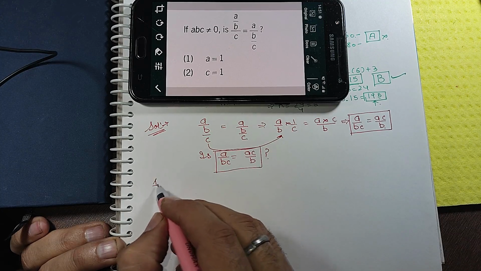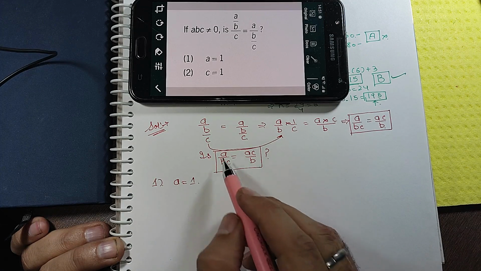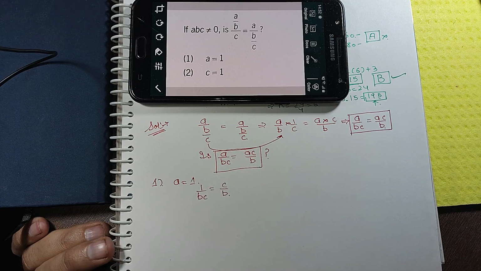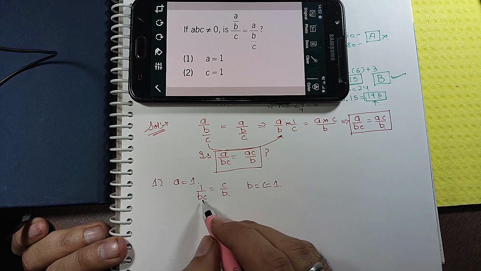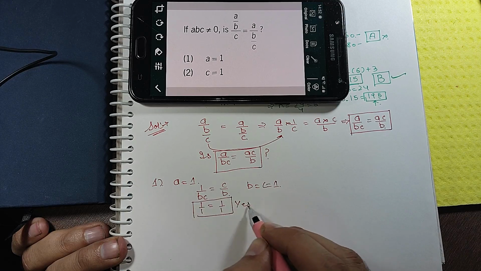Now moving to statement 1. Statement 1 says that A is equal to 1. Now if A is equal to 1, this means 1 by BC is equal to C by B. Now we will assume some values for B and C. Let us suppose B is equal to C equal to 1. In that case this will be 1 by 1 and this will be 1 by 1. So we will say yes. So we will say statement 1 is sufficient.